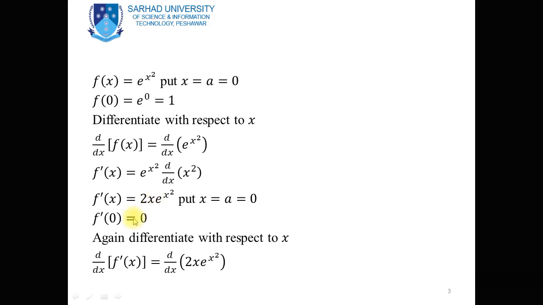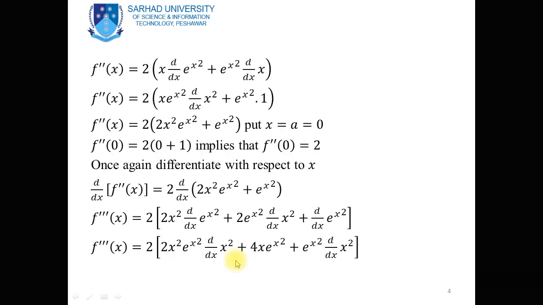Now the second order derivative of the function with respect to x: we take again the derivative of 2x into e power x square. Now x and e power x square are both functions and they are in multiplied form, so we will apply the product rule for the derivative.